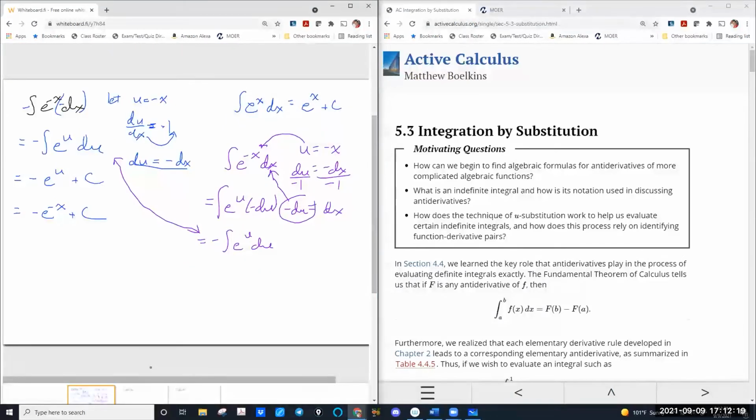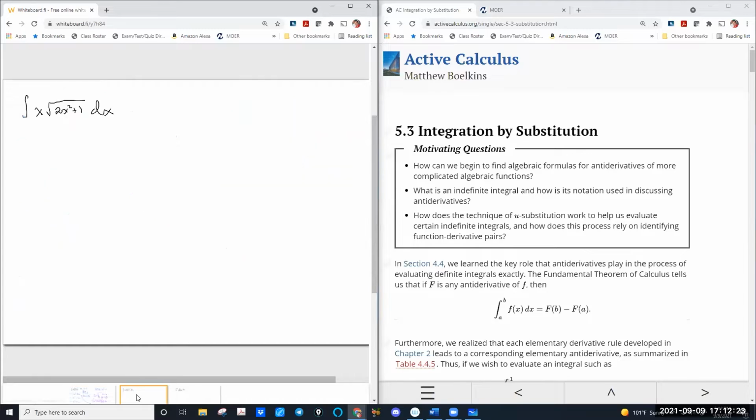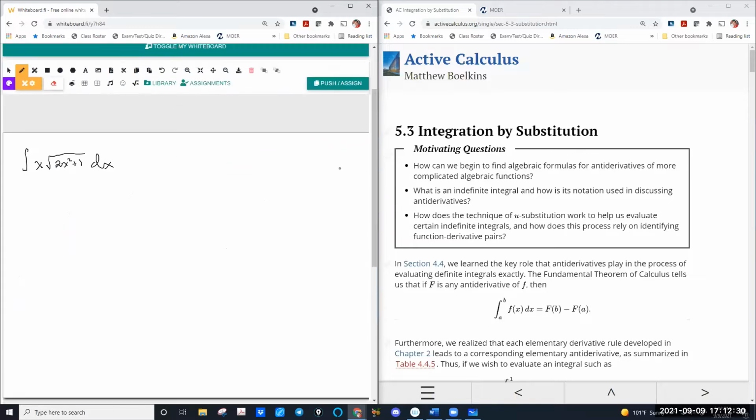Okay, let's go with a little bit more interesting example. That one was a little bit on the basic side. So we get a function like this. I think when there's something like this, it's pretty obvious what the inside is because it's under the radical. If that weren't so complicated, we could deal with this a lot easier. So I'm going to let my u equal 2x squared plus 1.